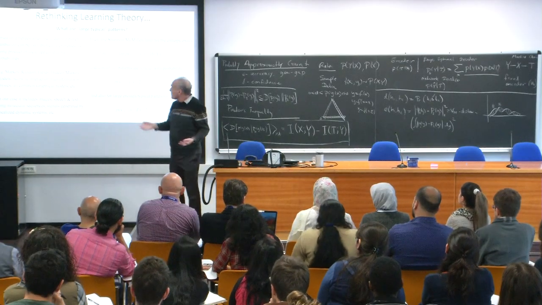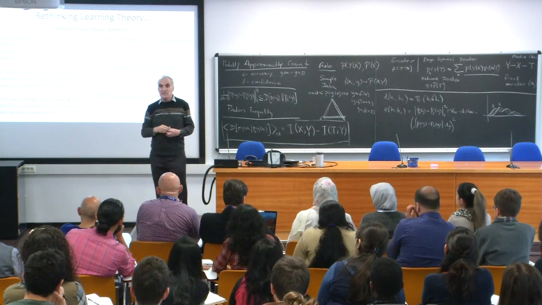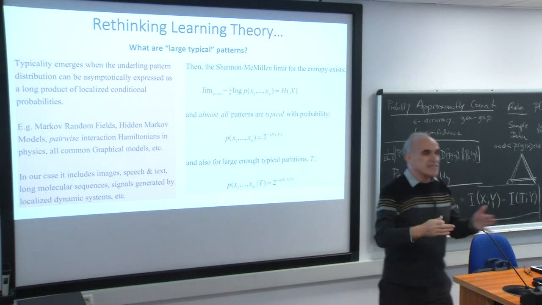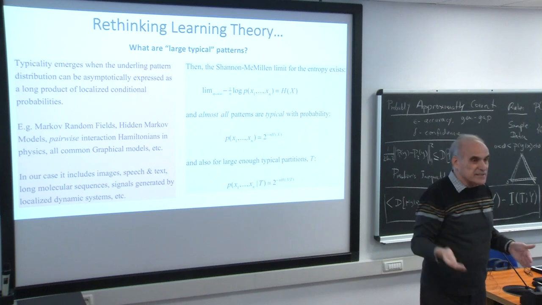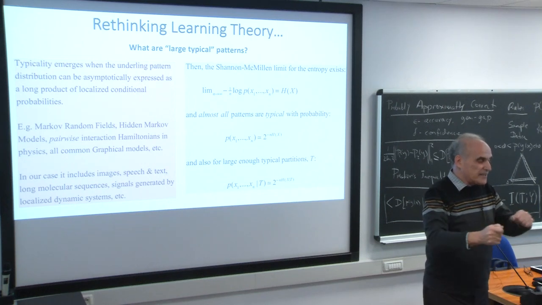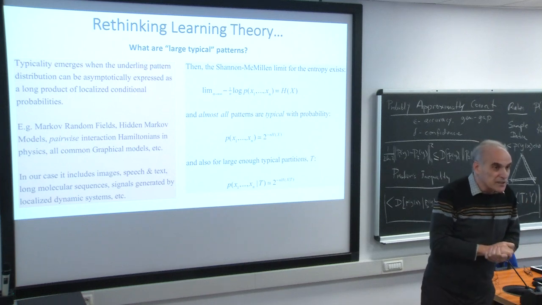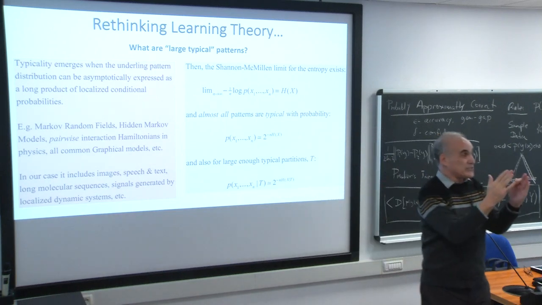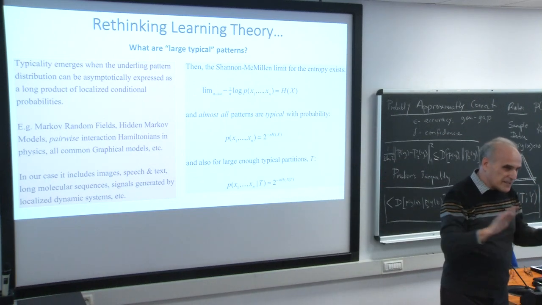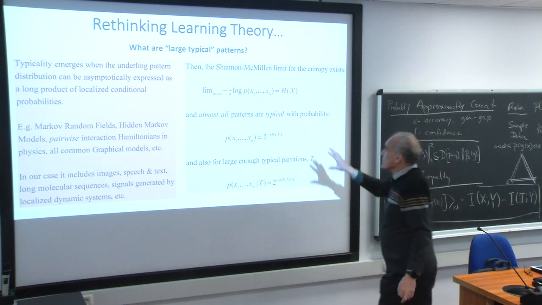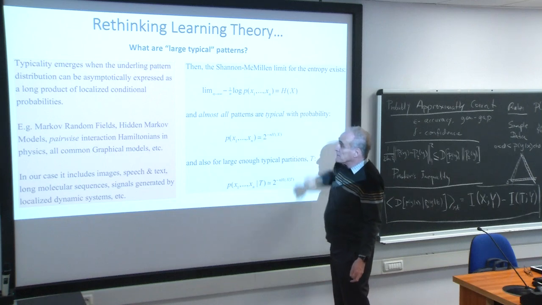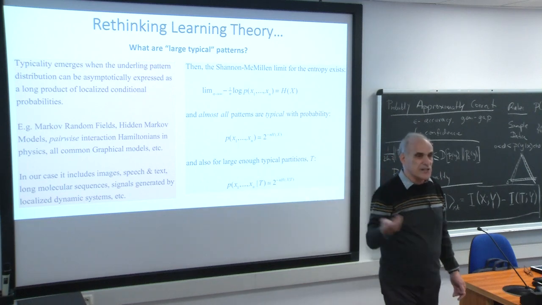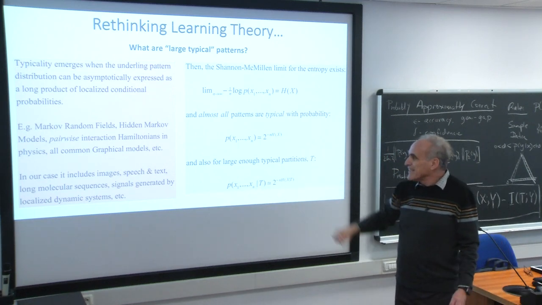Actually, there is a very general theorem, called the Shannon-McMillan-Breiman theorem, which tells us that under very mild and very wide conditions, this is ergodic in the dynamical system case, or some sort of bounded degree graphical model, or something like this, this limit exists. And the same argument about concentration of the limit to the entropy holds in a much more general setting. Okay, so I'm going to again consider only typical patterns. And as I said, this is true for Markov random fields and hidden Markov models and Hamiltonians with pairwise interactions which are bounded, and most common graphical models.